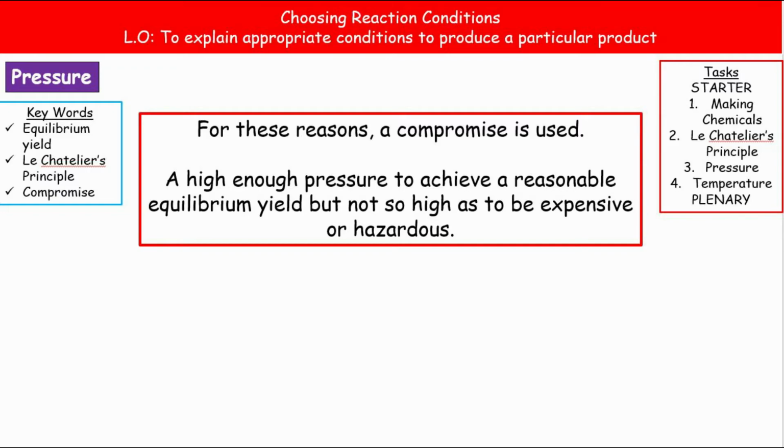So what we do is we compromise on our pressure, so high enough to get a reasonable equilibrium yield, but not so high as to be expensive or hazardous. So that's our key thing here, and one of the things you're probably going to find in the style of question they ask you on the exam, it's going to be about compromise. So make sure you talk about high enough to achieve a reasonable equilibrium yield, but not too high to be prohibitively expensive or hazardous. So make sure you got those couple of points written in your books.